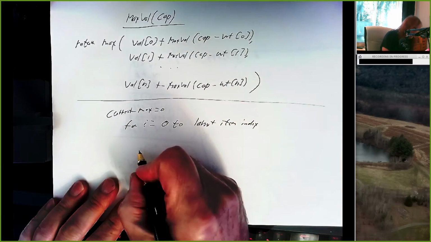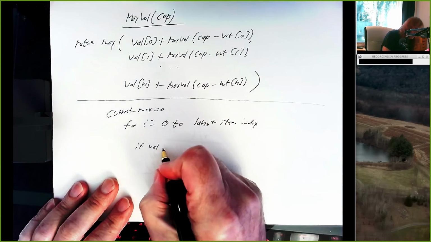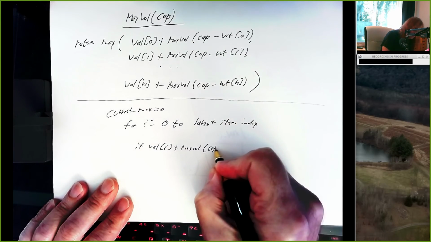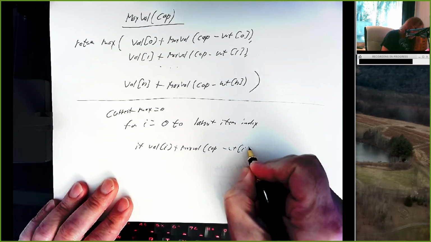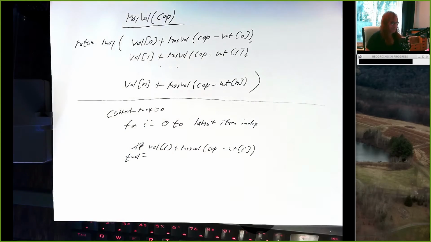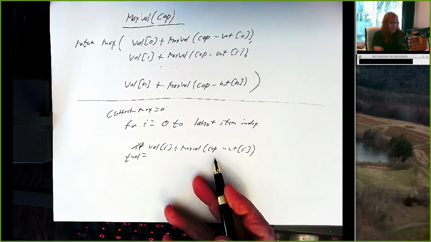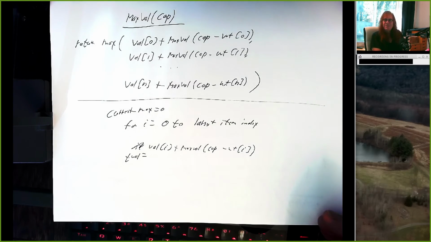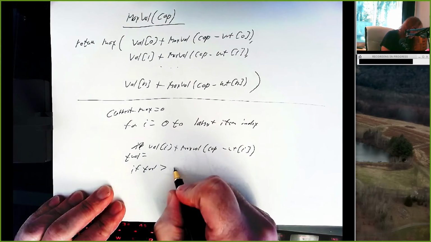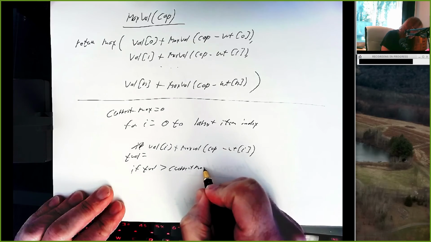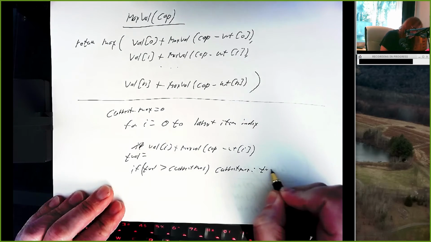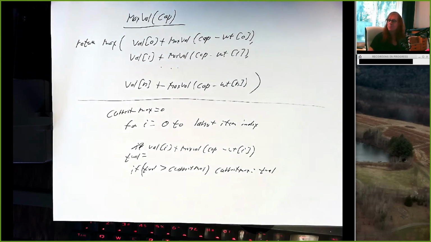And calculate the value of item i plus max val of your capacity minus the weight of item i. Let's call this temp. Temporary value equals the value of item i plus the max val of a bag with your original capacity minus the weight of item i. And so if t val is bigger than current max, set current max equal to t val. So it's like a running maximum.